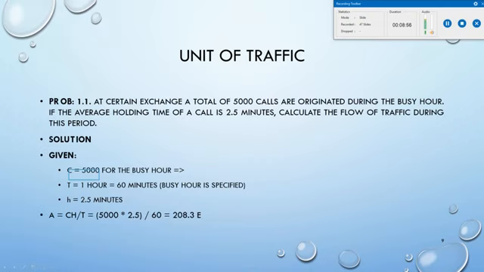Based on equation 1.1, we can solve several problems. The first one: in a certain exchange, a total of 5000 calls are originated during the busy hour. If the average holding time of a call is 2.5 minutes, calculate the flow of traffic during this period. Indirectly, he is asking what traffic is carried for these specified parameters. What is the specification? 5000 calls are being originated. So this gives me the value of C.